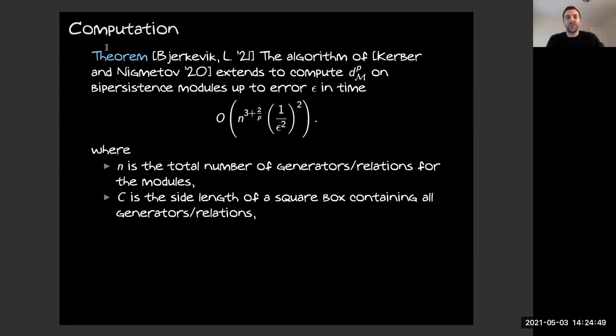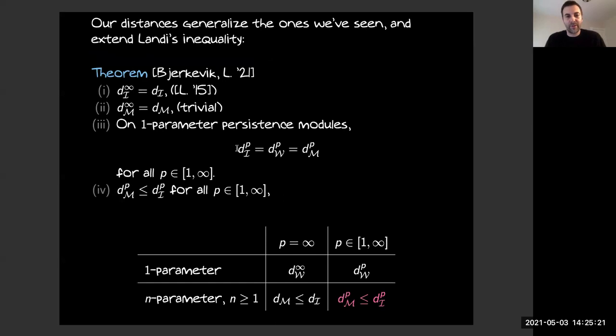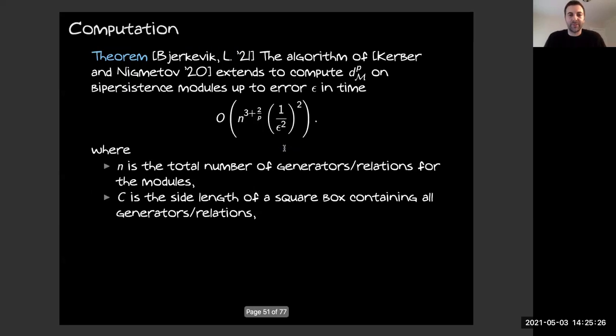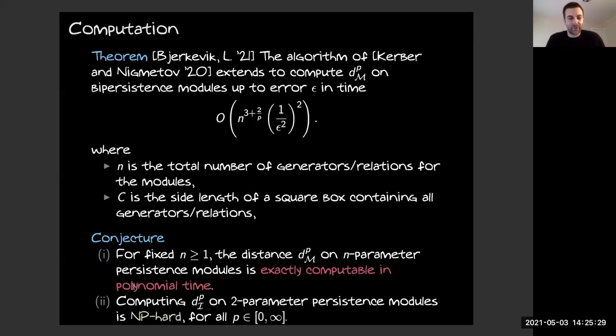Right, so first, you can actually approximately compute this matching distance. I mentioned this quad tree-based algorithm of Kerber and Nigmatov. Well, it extends really painlessly to be able to compute this p matching distance on bi-persistence modules. And there's a nice bound that is a variant of one in their paper. It's proven in a very similar way. They use algebraic stability to prove their bound. We use our LP generalization of algebraic stability. And I won't say anything more about the details.